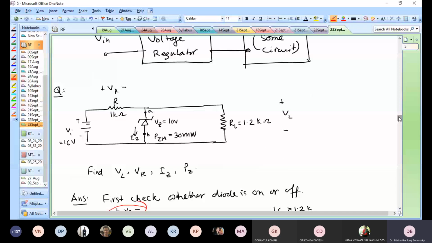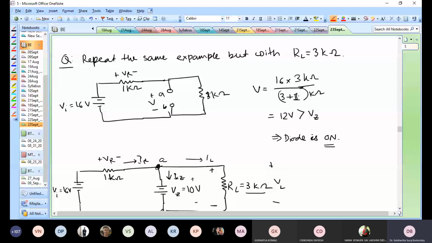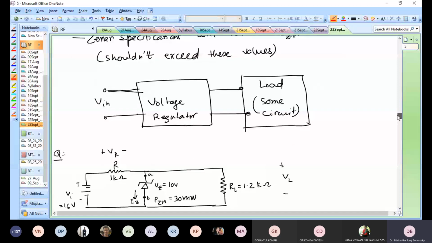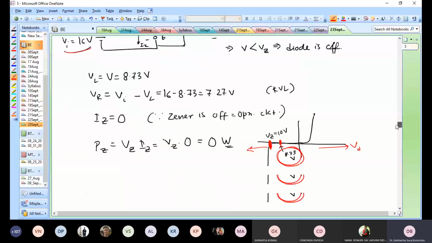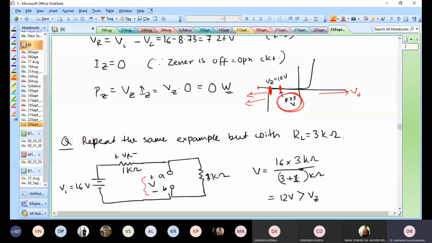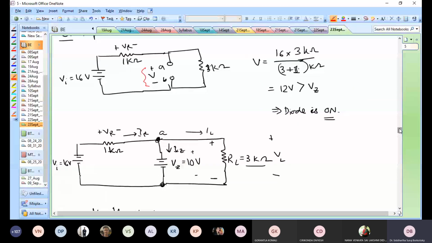So this is my effective circuit. At the first step, I open circuit the diode, remove the diode, and try to find the voltage across this open circuit. Using exactly the same pattern, the voltage V would be 16 times 3 divided by 3 plus 1, so that gives me 12 volts. This V is 12 volts, and that is greater than the Zener potential. So now I am operating in this region. My 12 volts is somewhere here. I am now operating in the on region, so my Zener diode has become on.